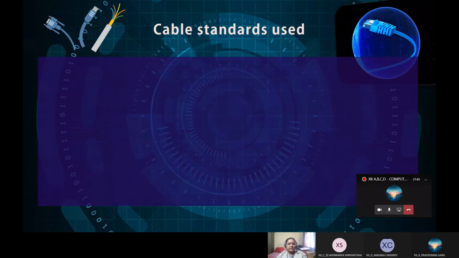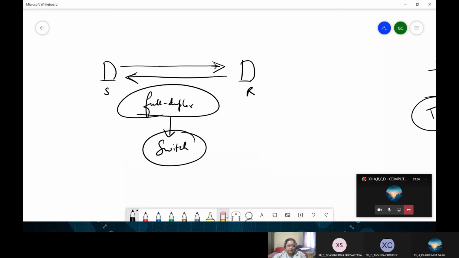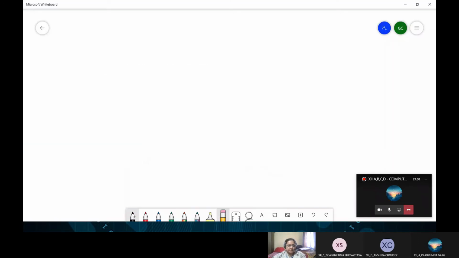Now, very important, cable standards used. Because you will be working with transmission media, if you remember, we had studied transmission media some time back, where we studied some common transmission media, which are divided into two parts. One is guided and one is unguided media.